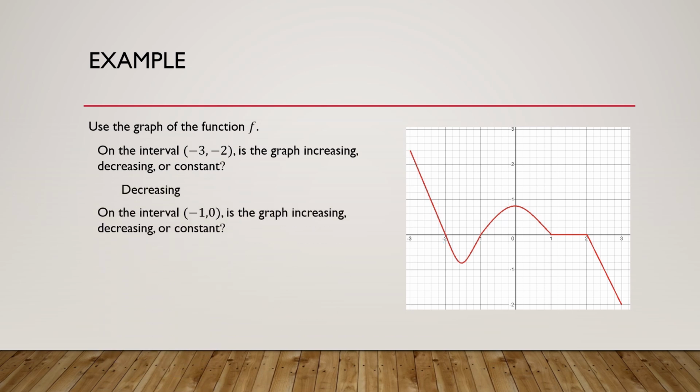On the interval -1, 0, is the graph increasing, decreasing, or constant? On the graph between -1 and 0, the graph is going up, or increasing.